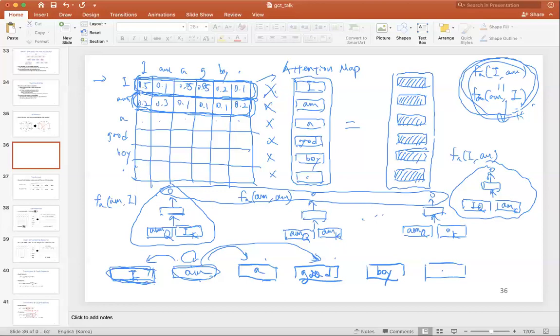So using the q vectors and k vectors, that's how you calculate the attention map. So this is where you use it. Let me erase all of this now.